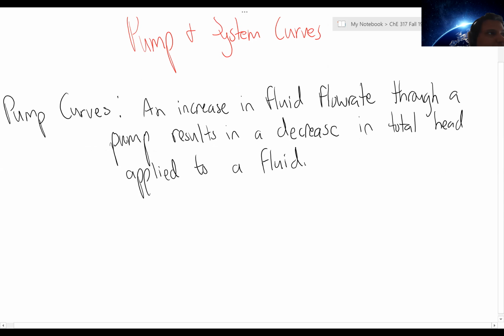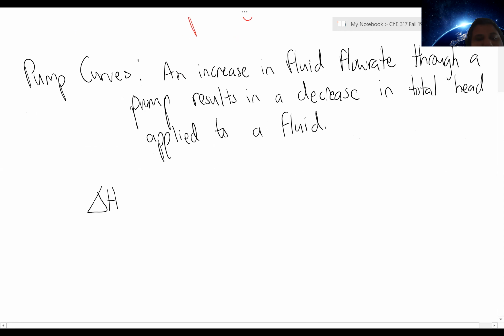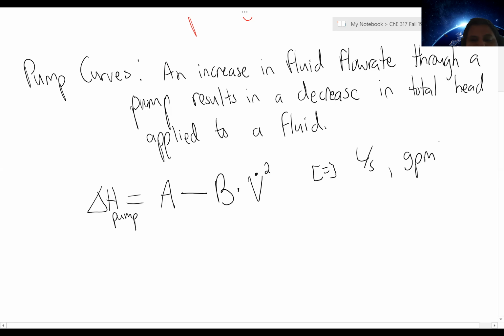And we can define this head delivery, so delta H, as an expression that says the total head added by the pump is equal to some value A minus another value B times the flow rate of our fluid squared. And this is typically the volumetric flow rate. So the units that you'll see more often are liters per second, gallons per minute, in these systems.